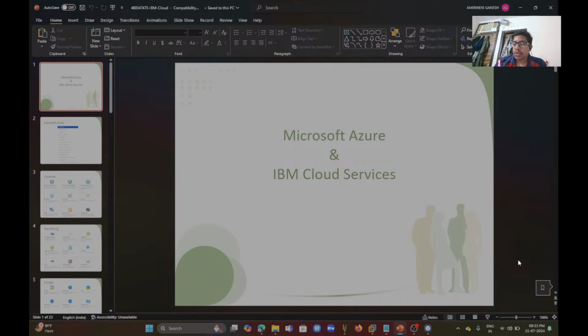Today we'll discuss Microsoft Azure and IBM Cloud Services. What are the concepts we will touch? We will discuss clearly in this session.